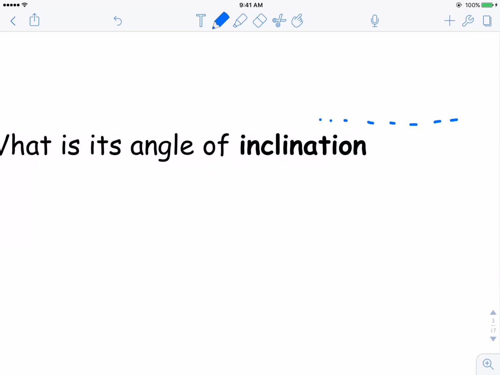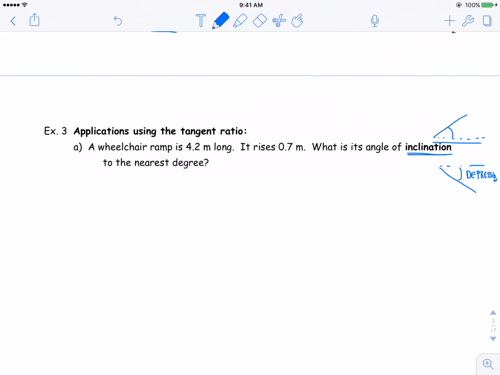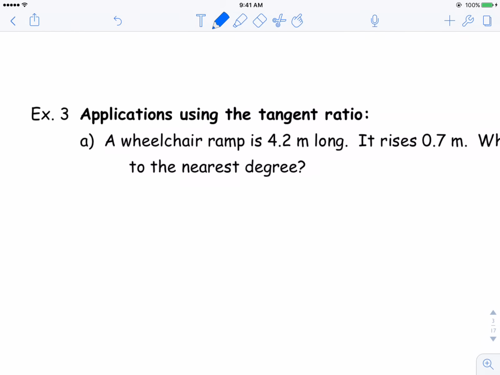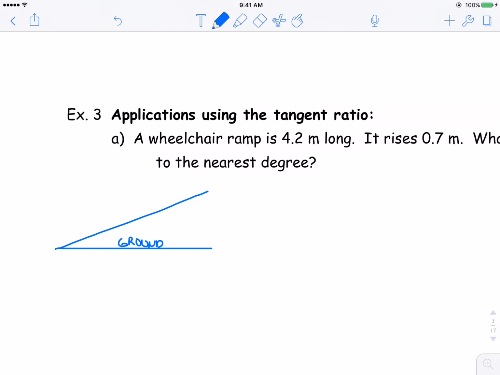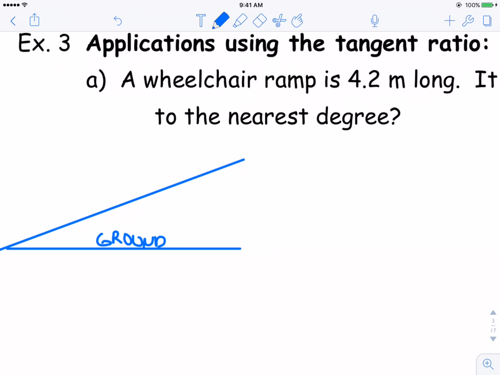from a horizontal. Now, with any of these trig questions that don't have some kind of picture of a triangle, the first thing you really should do is draw a picture, because it's so much easier to look at if I have some kind of idea of what I'm looking at. So there's our horizontal ground. We have a ramp that goes up, and it is 4.2 meters long, and it rises a height of 0.7 meters.